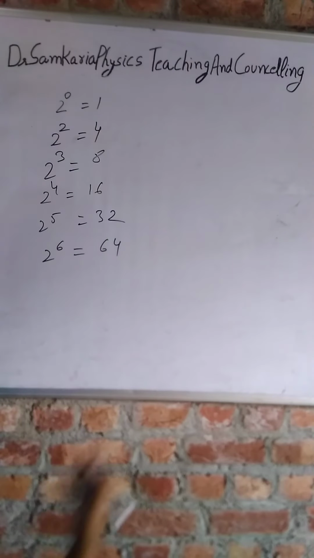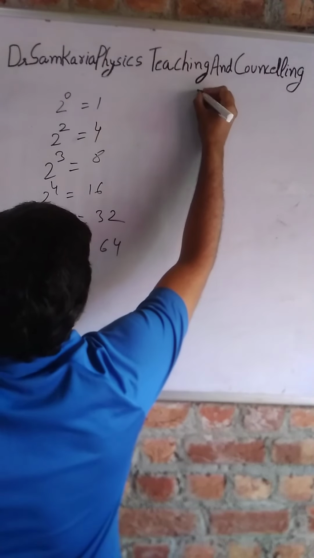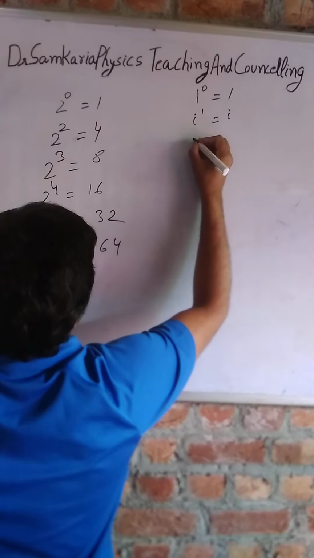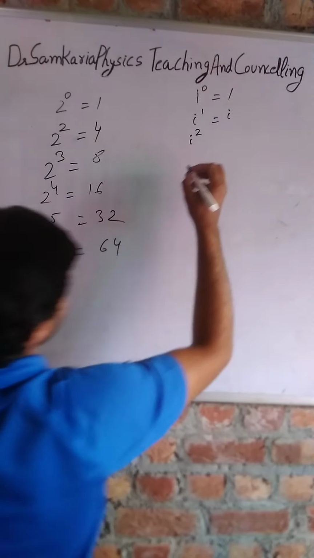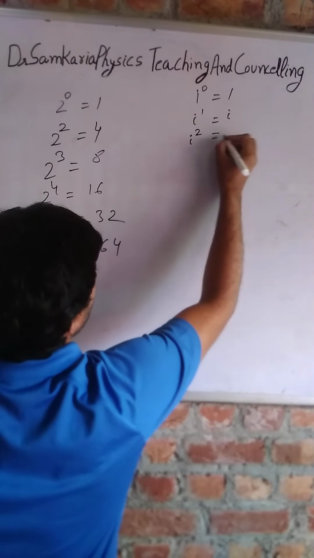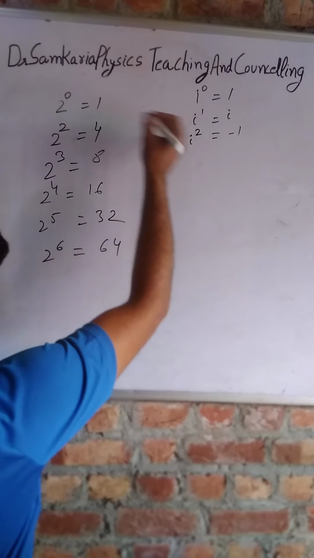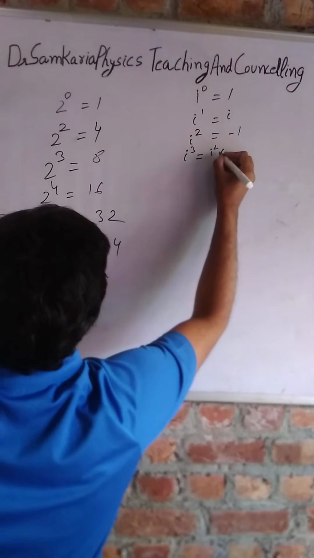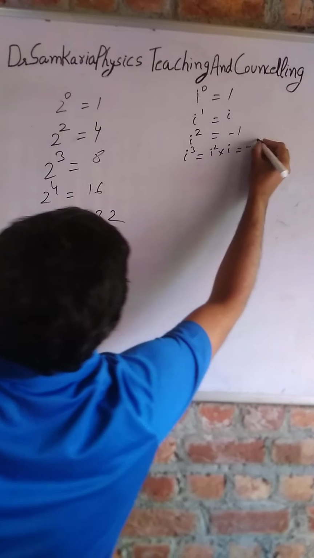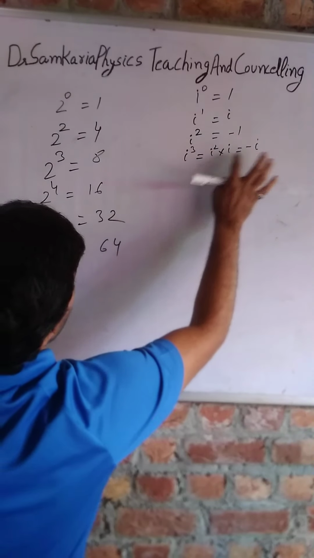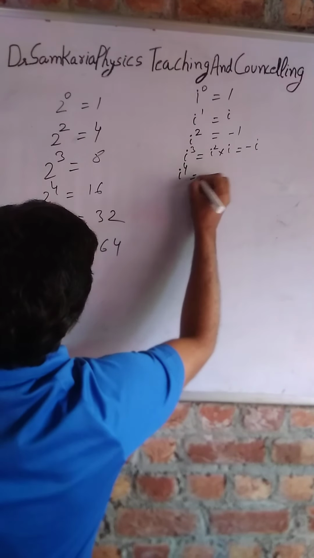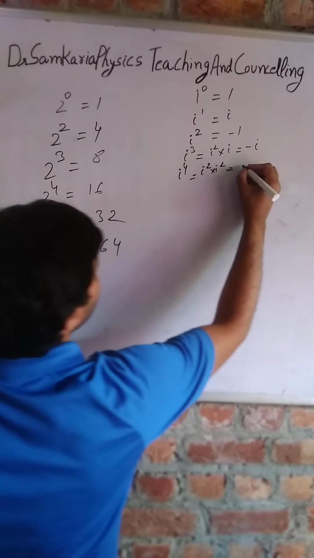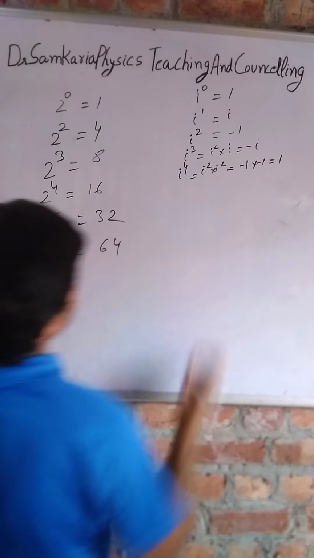Now see for imaginary numbers. Suppose we have i. So i to the power 0 is 1, i to the power 1 is i, i to the power 2 is minus 1, as we have previously said. Now i to the power 3 can be written as i to the power 2 into i, which is equal to minus i, because i square is minus 1 and minus 1 into i is minus i. So i to the power 4 is i square into i square, which is equal to minus 1 into minus 1, which is equal to 1.